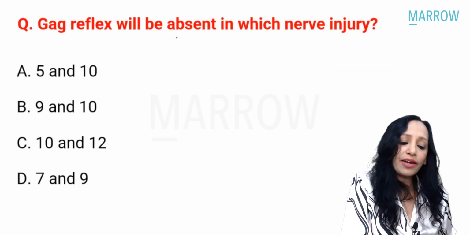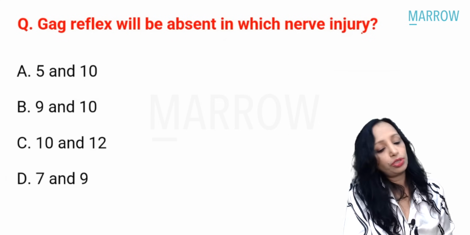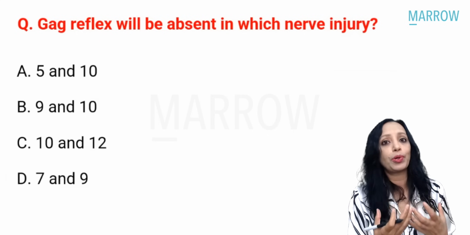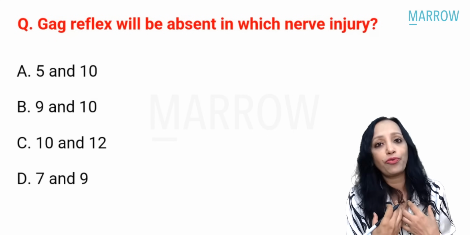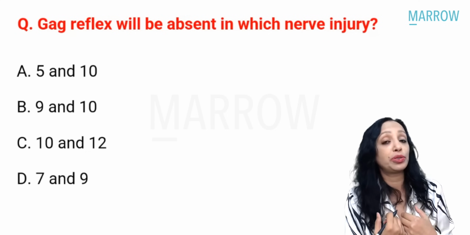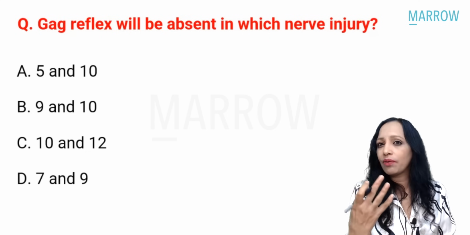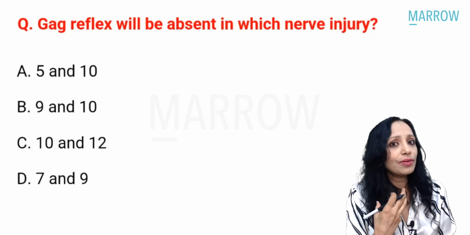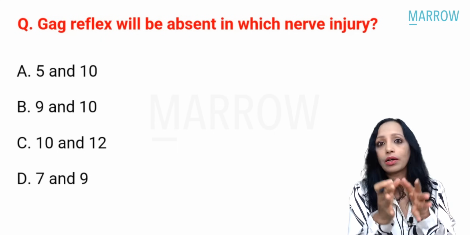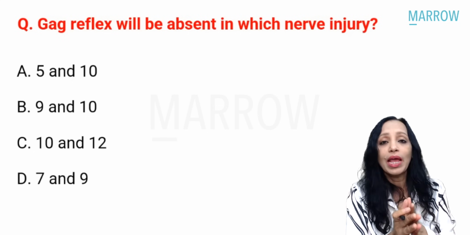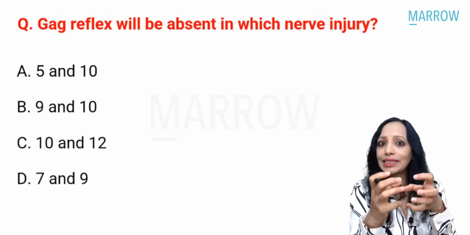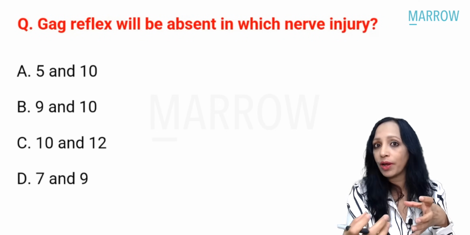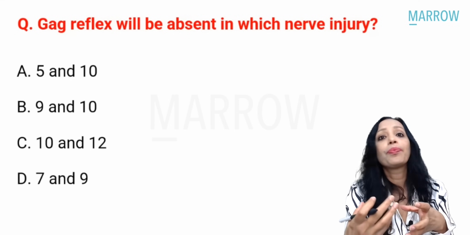The next question: gag reflex will be absent in which nerve injury? So what is gag reflex? Yes, very good. It is a protective reflex to prevent the entry of unwanted foreign bodies into the airways and into the pharynx. Whenever a very large or unwanted foreign body reaches the oropharynx and touches the base of tongue, the tonsillar area, or the posterior pharyngeal wall, the sensory nerve supply of this area senses that it can lead to occlusion of the airway, or it can get stuck in the esophagus.